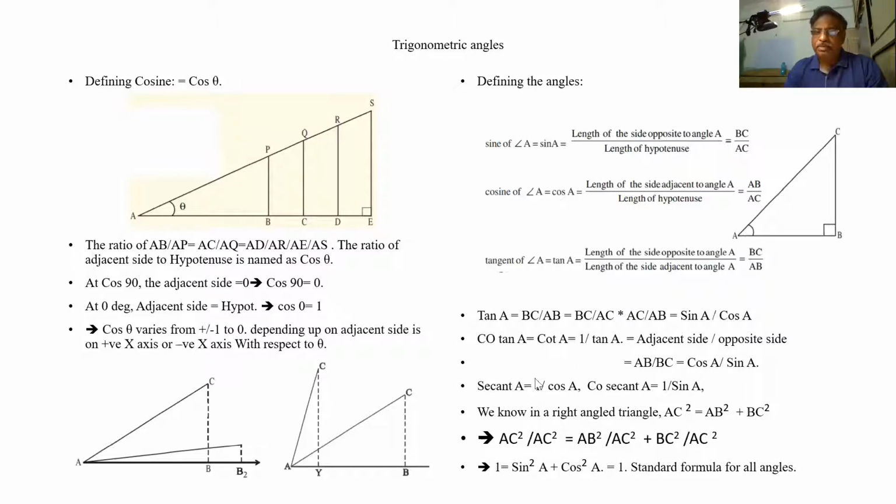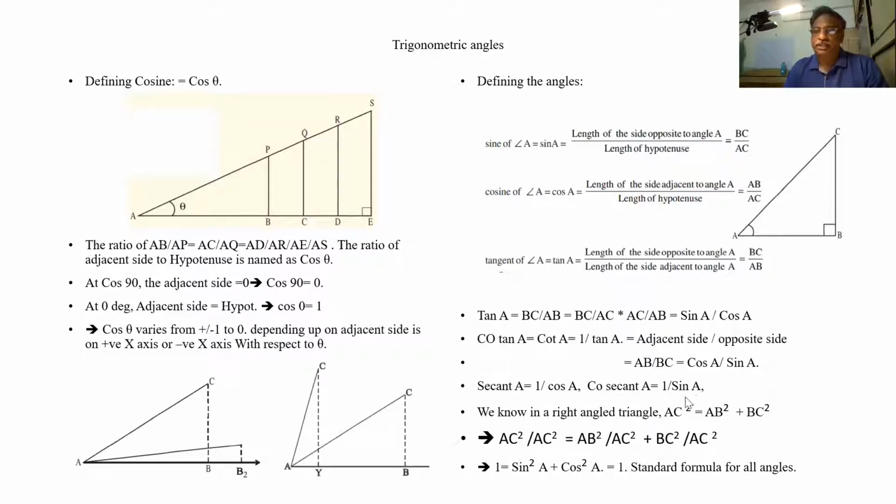Now, similarly, secant A is defined as 1 by cos A. Cos A is adjacent side by hypotenuse, so secant is hypotenuse by adjacent. So what is secant A? AC by AB. Now cosecant A. We mix these two terms. Cosecant A is 1 by sin A.